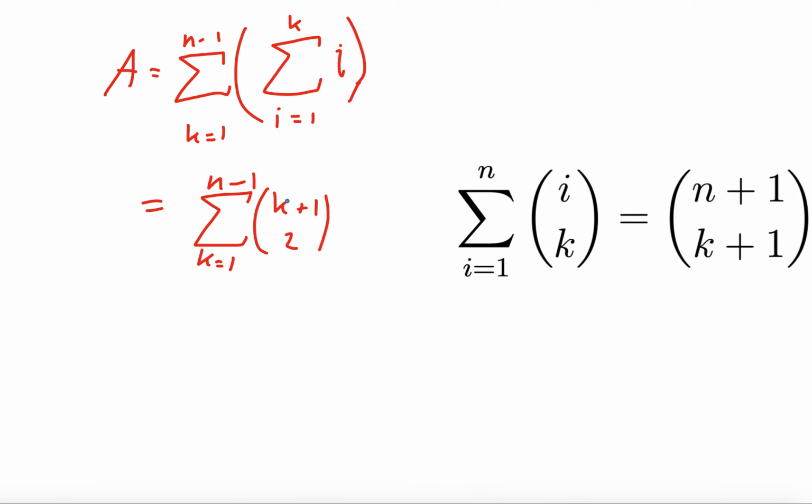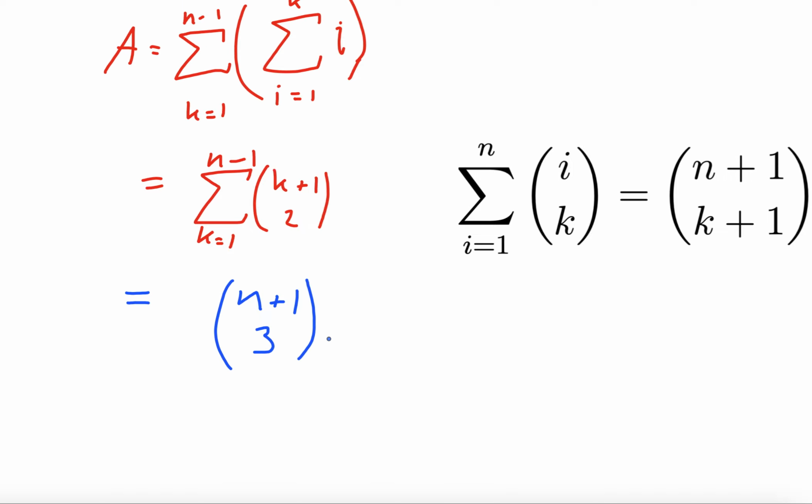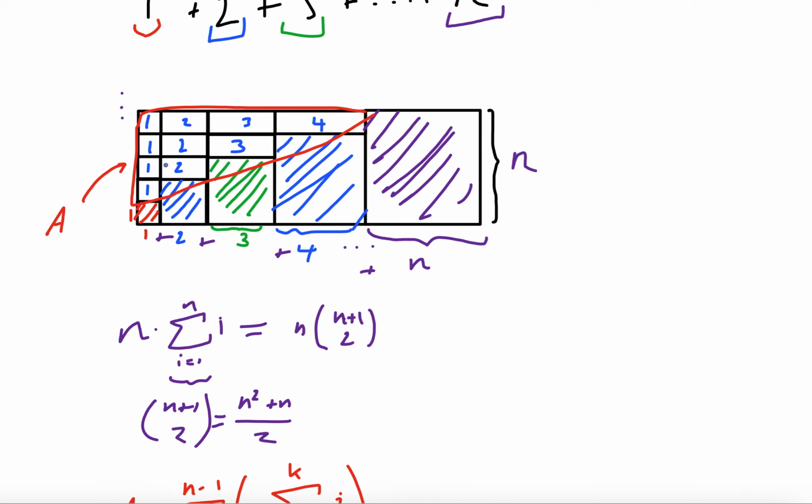All right, and so we can apply that to this over here. And what we get is, again, adjusting for our bounds, n plus 1 choose 3. I encourage you to pause the video and check for yourself. So that's the area of this mess that we don't want here.